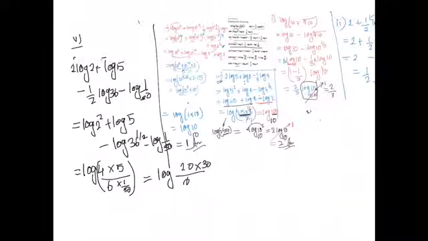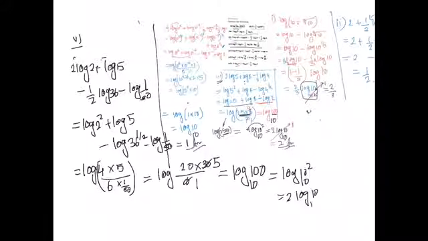Is this the question? This is log 20 into 5, that is log 100. Nothing is there, so base is 10, so that's the answer. Answer is log 2.